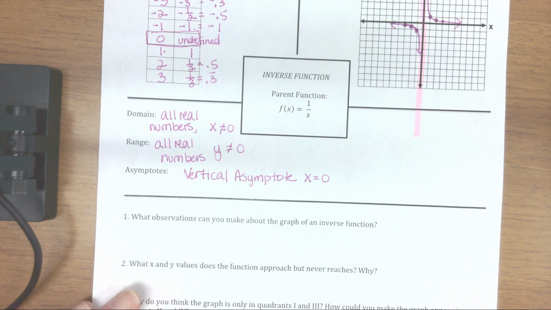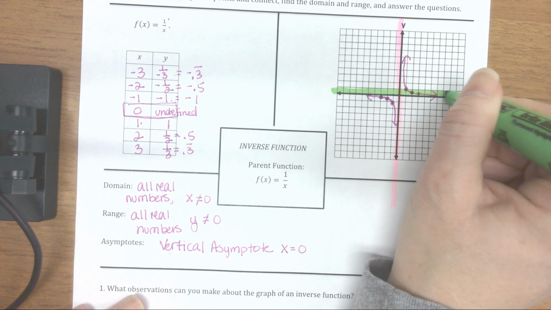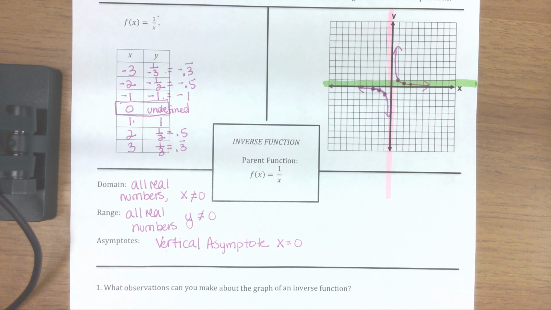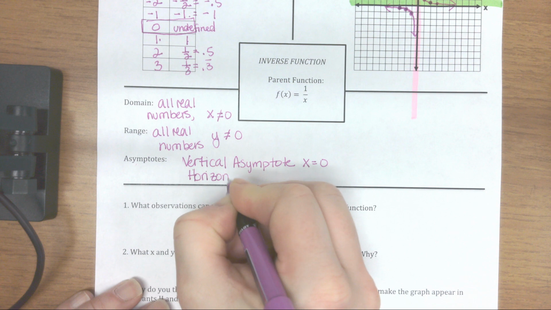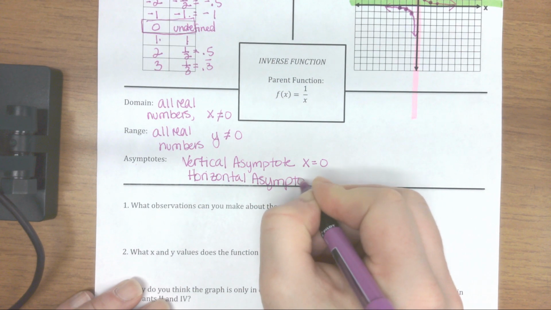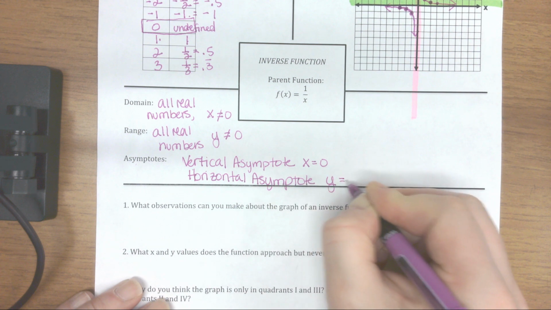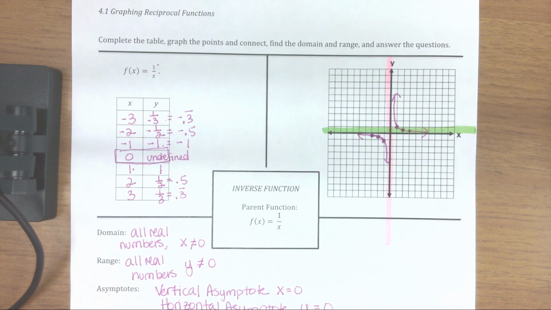There's another line that this graph doesn't cross. It's this one. What kind of line is that? Starts with an H. Horizontal. So we call this a horizontal asymptote. And it's at y equals 0. So that's what my graph looks like.